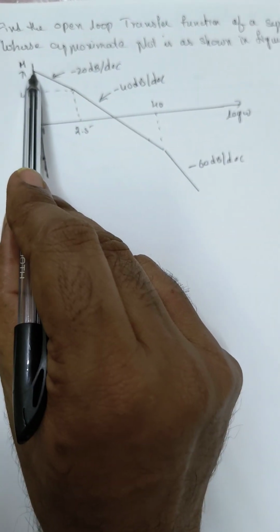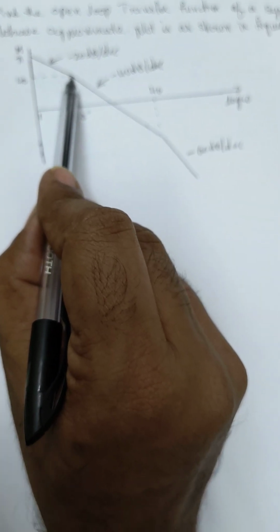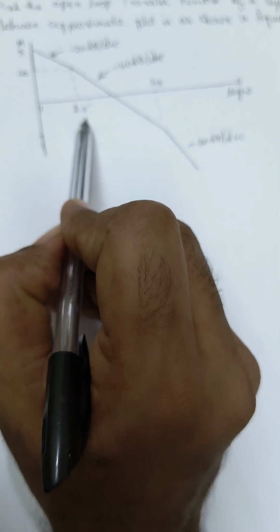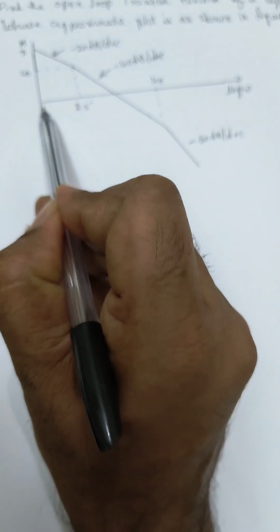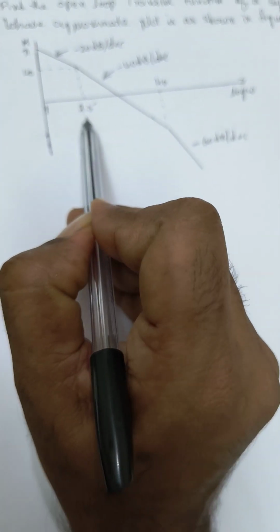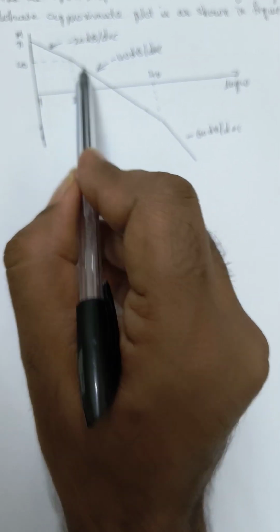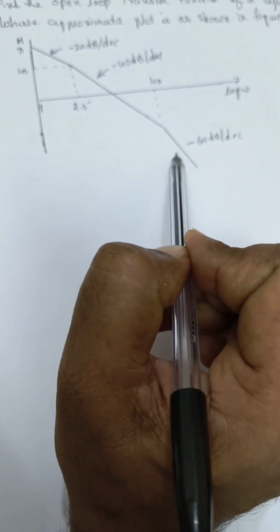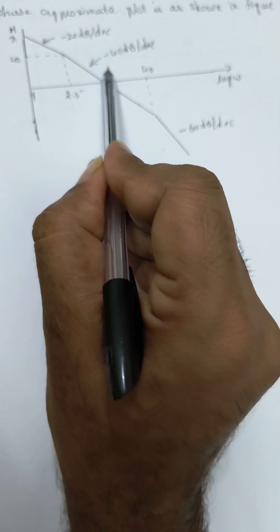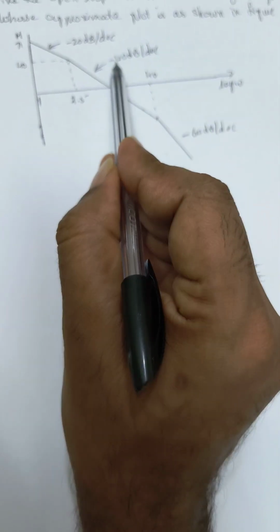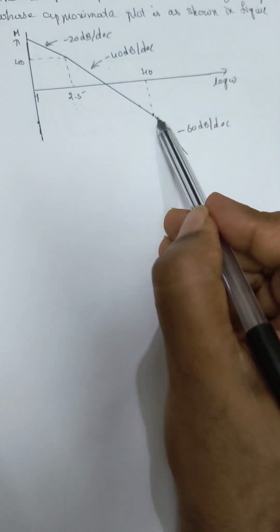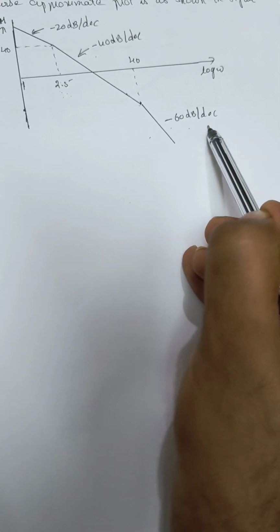You can observe the initial slope is minus 20 dB up to the frequency 2.5. The initial is started at 1. So from 1 to 2.5 the slope is minus 20 dB. From 2.5 to 40 it is minus 40 dB. From 40 it is minus 60 dB.